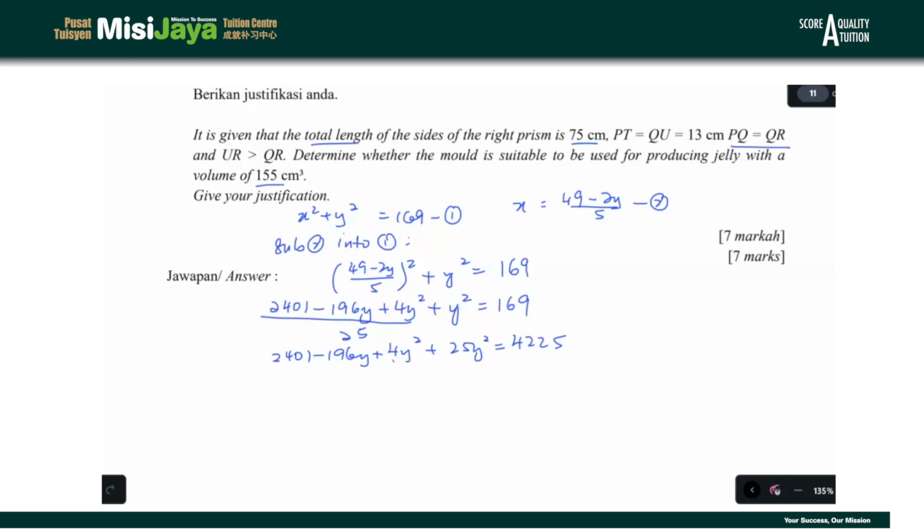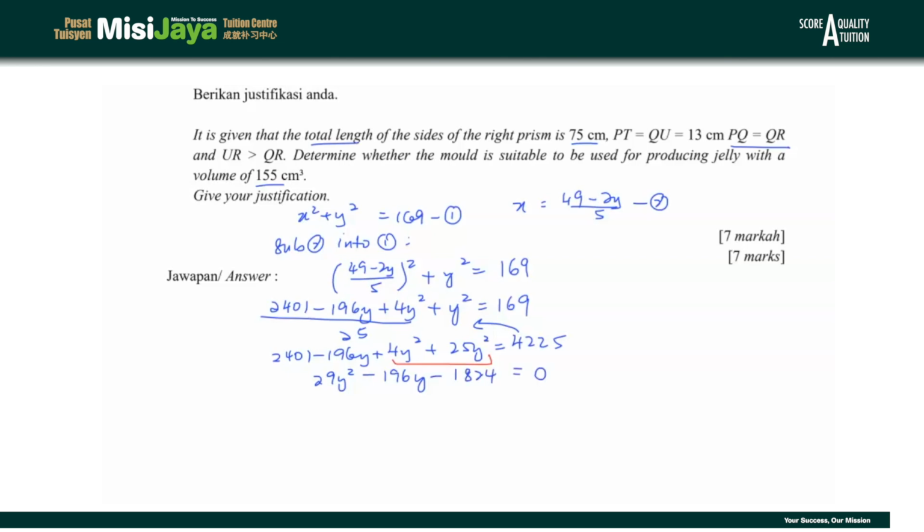So we can actually simplify this because it's like terms, right? y squared and y squared. So 4 plus 25 is 29y squared, then minus 196y. Okay, and then this 2401 minus, this one bring over here, becomes minus 4225. So you get negative 1824 equals 0.